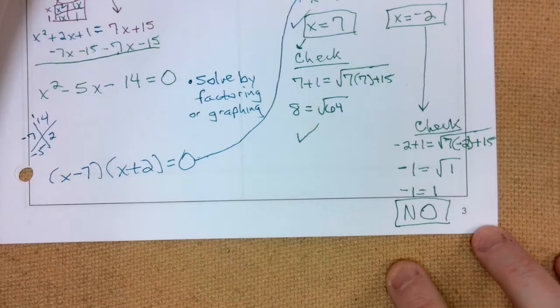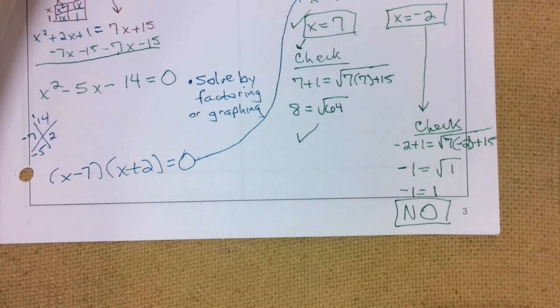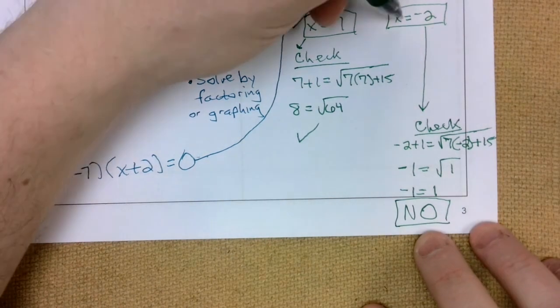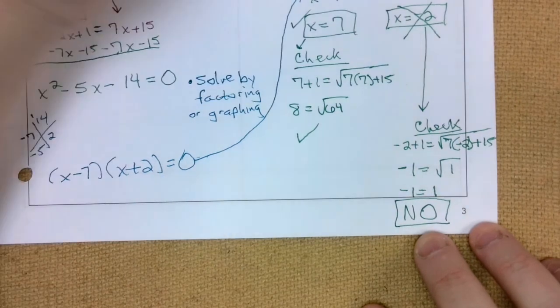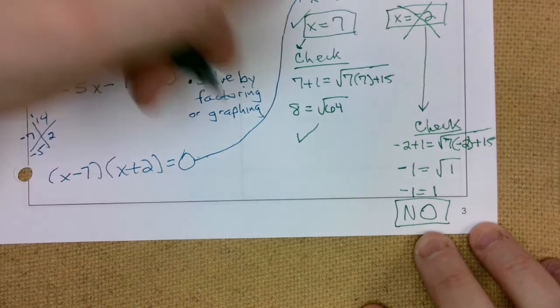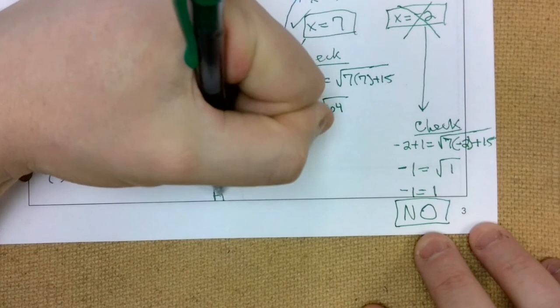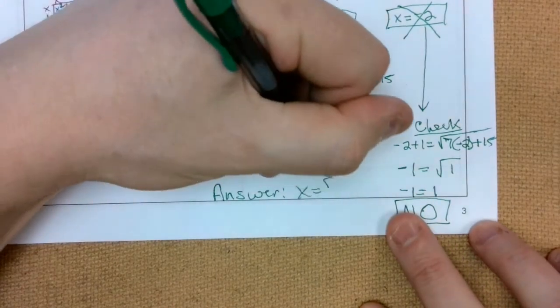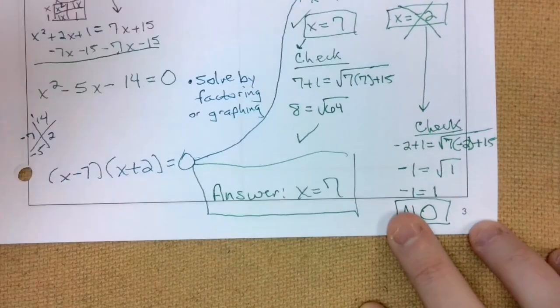So what does that mean? That means that -2 is an extraneous solution, and that means it is not a valid answer. So we would cross that one out. So that means our only answer is x equals 7. So we only have one answer there on that one.